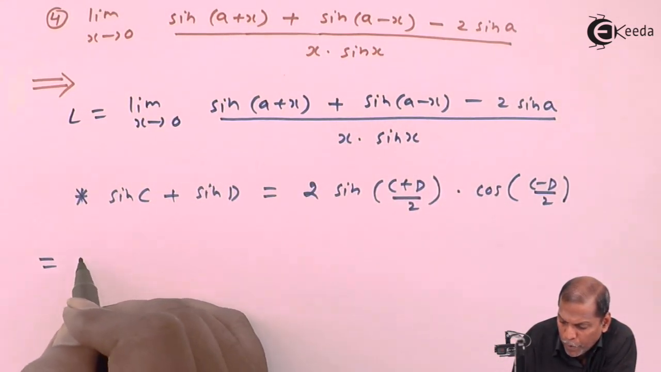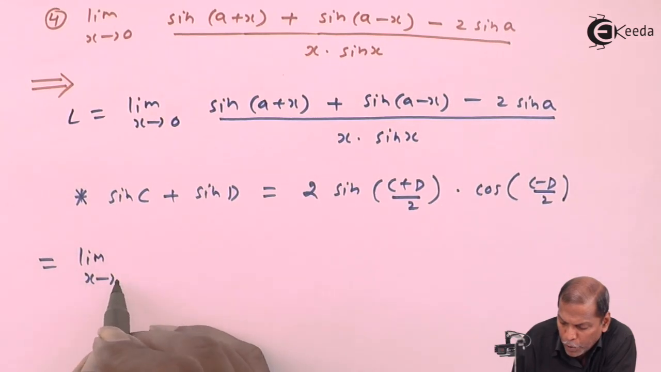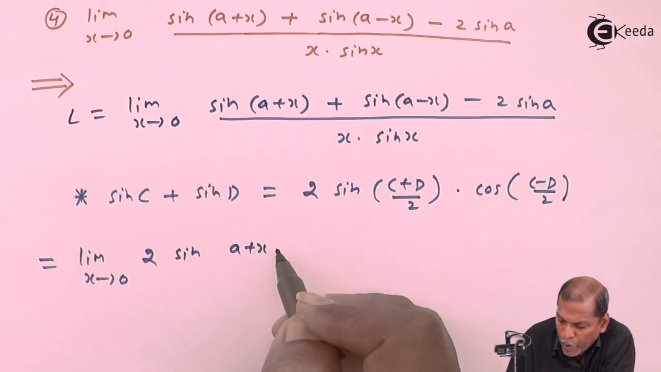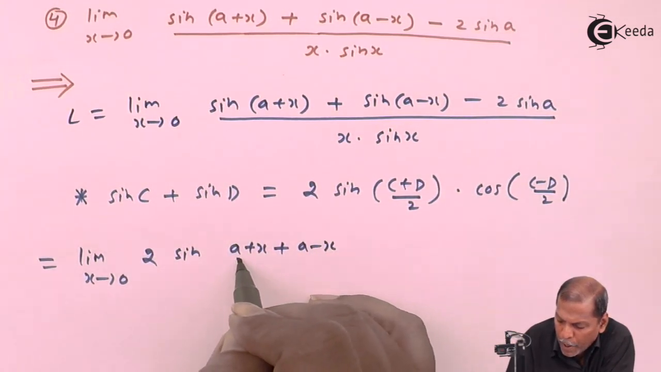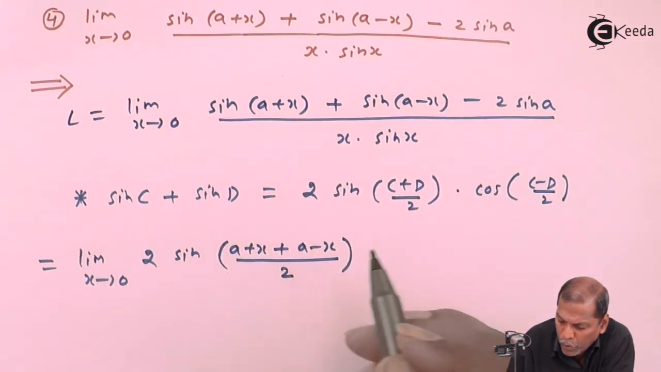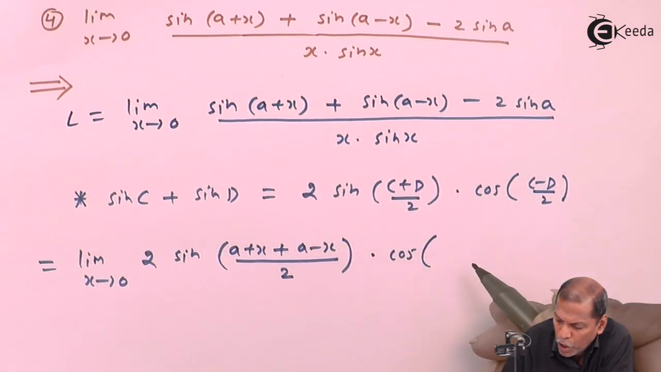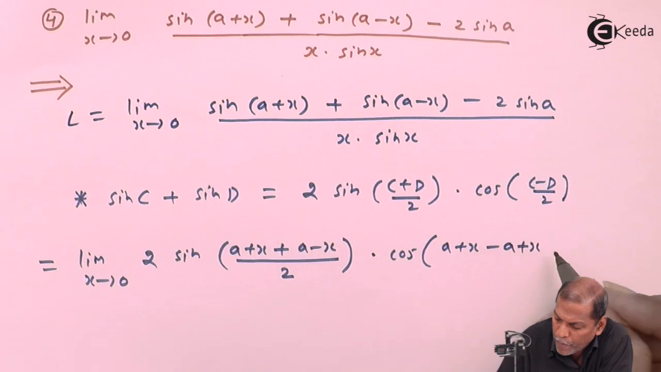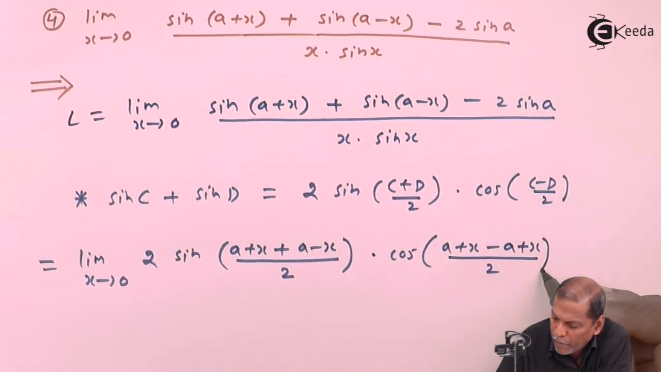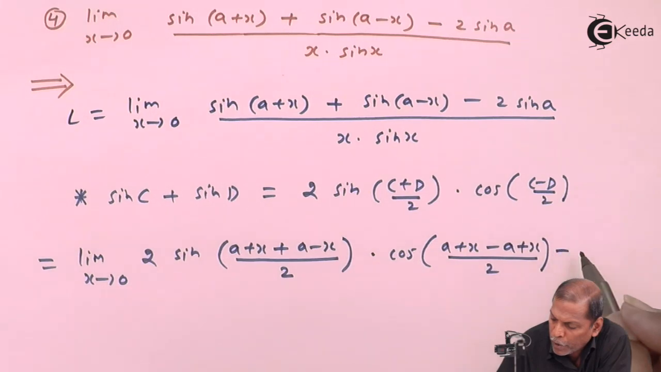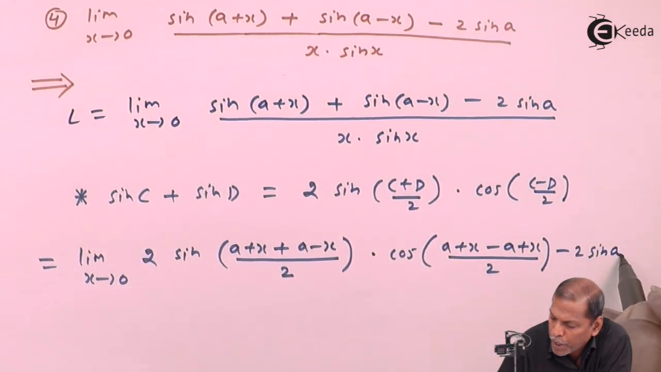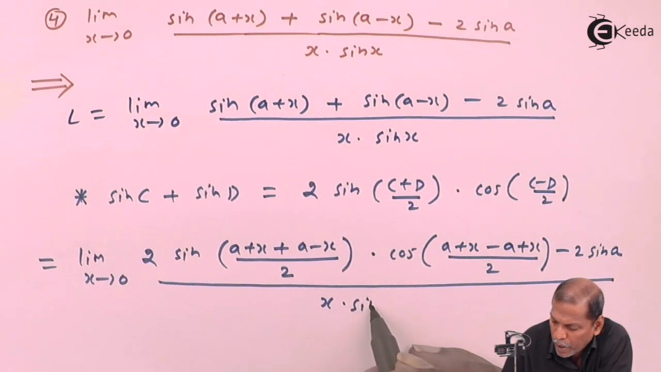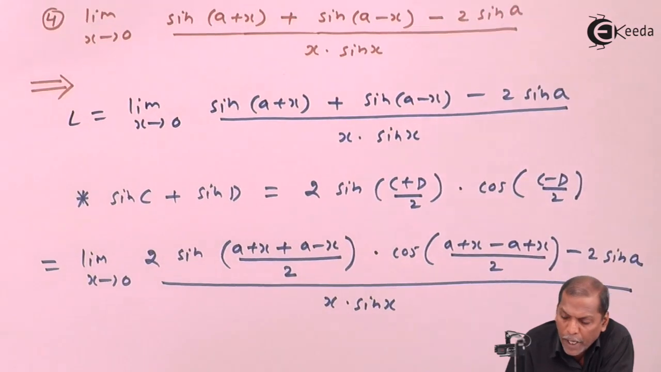So the next step will be limit x tends to 0 of 2 sin((a + x + a − x)/2) into cos((a + x − (a − x))/2), and then the last term, minus 2 sin a, and the whole thing divided by x into sin x.